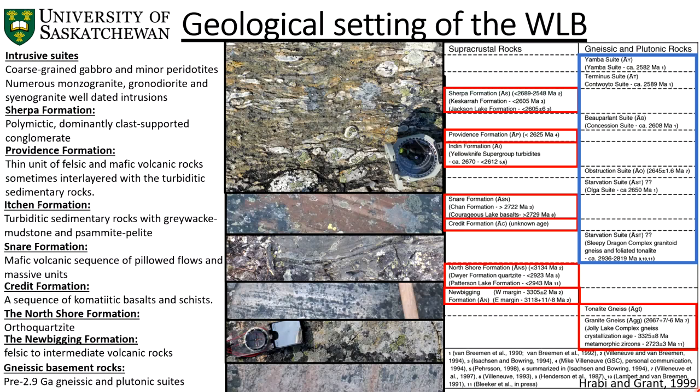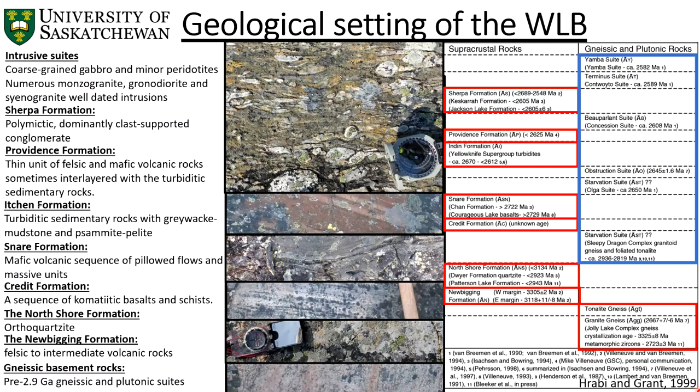One of my hypotheses is that I envision the genesis of Snare, Credit, Archean, and Sherpa formation supracrustal rocks in a back arc basin environment. One way to test this hypothesis would be to investigate the degree of crustal contamination, determined through trace element content and samarium-neodymium isotope geochemistry of the mafic volcanic sequence.